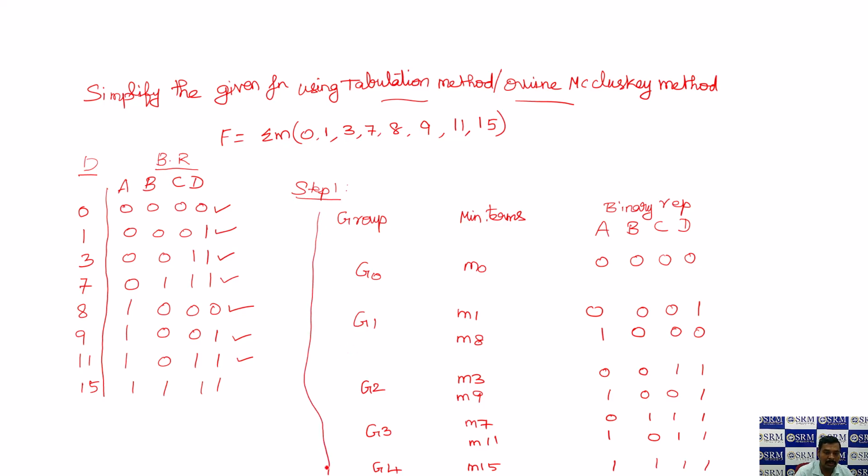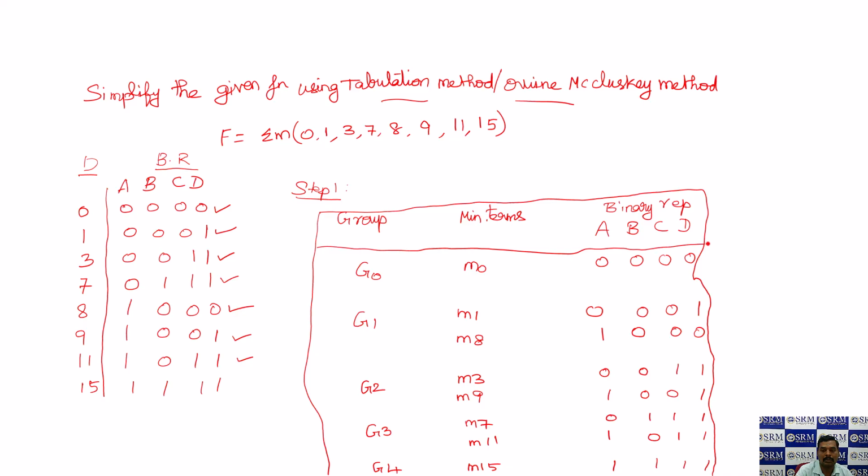I just form a table so that it will be easy for you. As I told earlier, this is very much important. In the first step, what I have done is, first I write the binary representation for the given minterms. Then I'm grouping as per the number of ones present in the given minterms. Then I'll move to step 2.